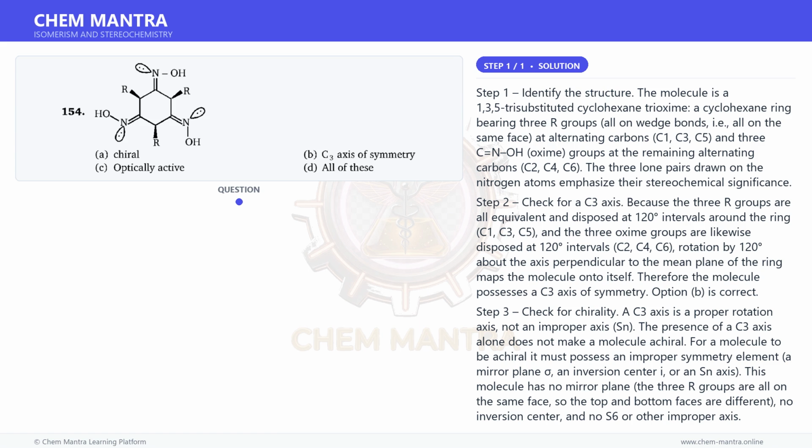Option A is correct. Step 4. Check optical activity. A chiral molecule that is not a racemic mixture is optically active, it rotates plane polarized light. Since the structure drawn represents a single stereoisomer, all R groups on the same face, all oxime geometries defined, the compound is optically active. Option C is correct.